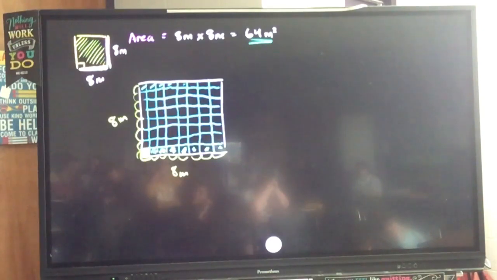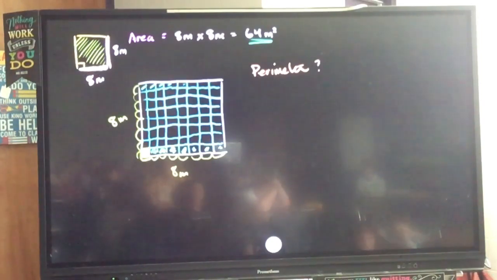Now, what happens if I were to ask you the perimeter of my square? The perimeter is the distance you need to go around the square. It's not measuring, for example, how much carpeting you need. It's measuring, for example, if you wanted to put a fence around your carpet, kind of mixing the indoor and outdoor analogies, it would be how much fencing you would need. So it would be the distance around.